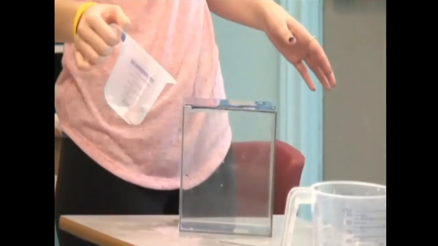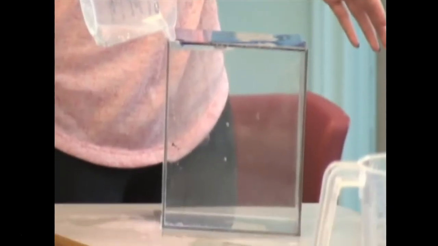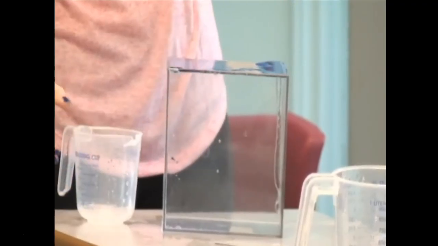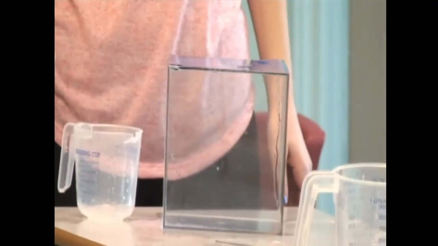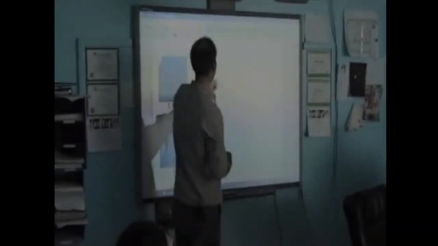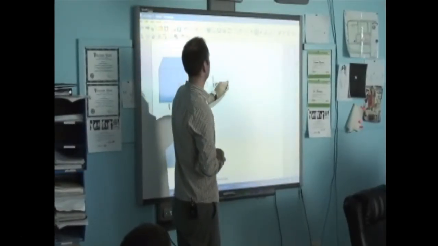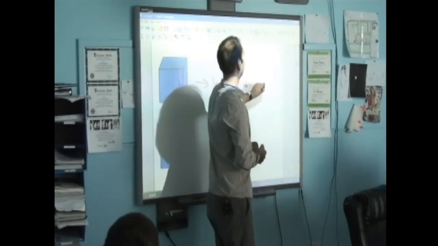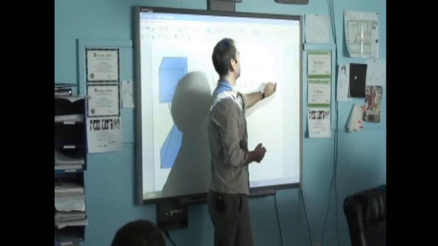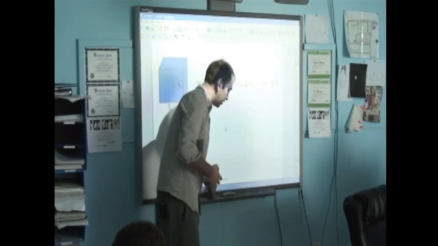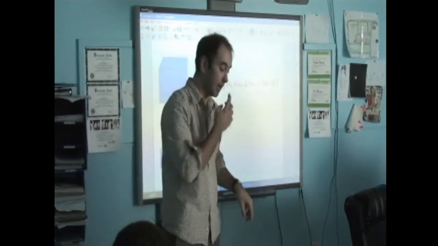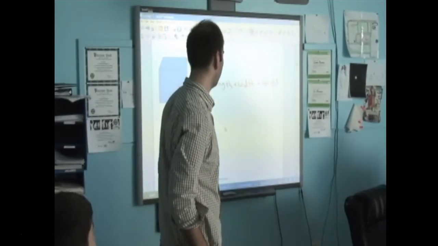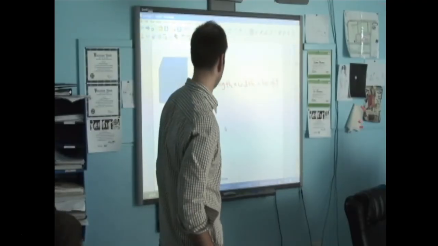Pretty close. Alright, with measurement error and things like that, it's never going to be perfect. But you can see that's pretty close. Okay, the volume of a prism is your length times your width times your height. Now, just knowing that, and by what we've just done, what do you think is the formula for the volume of a pyramid? Well, just try it out there for a second.